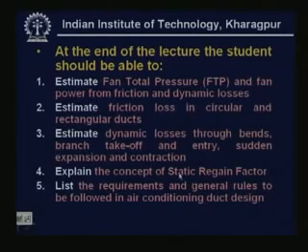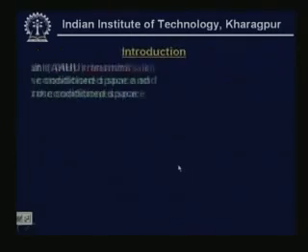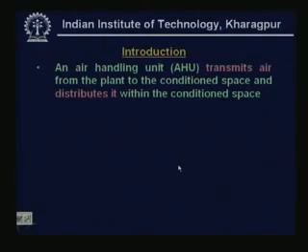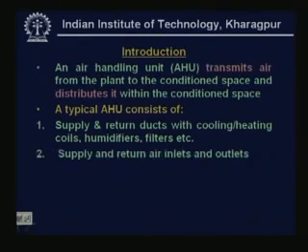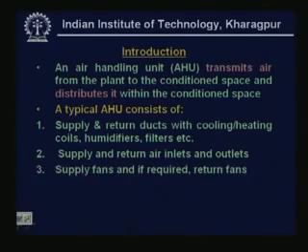So, let me give a brief introduction. An air handling unit, commonly called as AHU, transmits air from the plant to the conditioned space and distributes it within the conditioned space. So, this plays a major role in any air conditioning system, the AHU. A typical AHU consists of supply and return ducts with cooling and or heating coils, humidifiers, filters, etc. It also consists of supply and return air inlets and outlets. It also consists of supply fans and, if required, return fans.